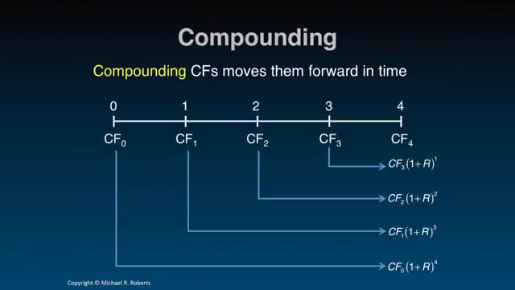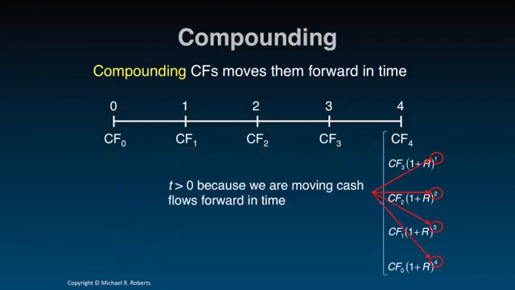So compounding just refers to moving cash flows forward in time. And here's our familiar timeline. What I'm doing is taking each cash flow, CF0, 1, 2, and 3, and moving them forward to period 4 via compounding. So focusing on cash flow 2, I move that forward to period 4 by taking cash flow 2, multiplying it by my discount factor raised to the power of 2, because I'm moving it 2 periods forward, and it's positive because I'm moving it forward.